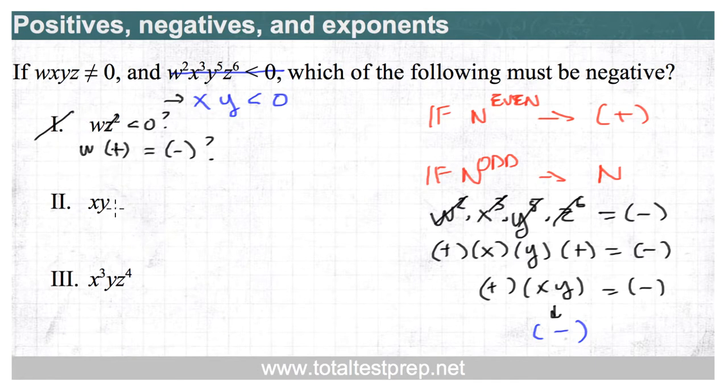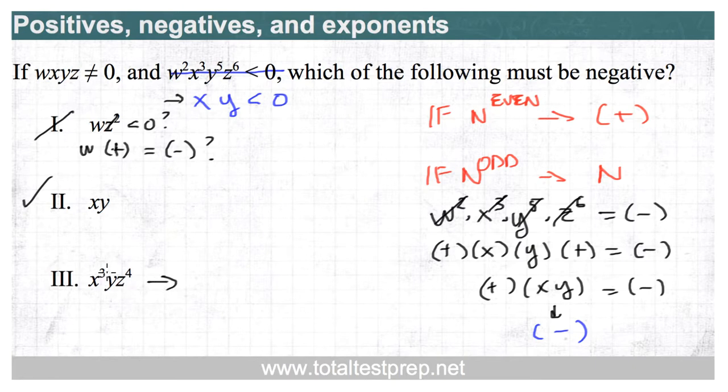Now Roman numeral 2 asks us, is xy negative? Well, that's what we simplified our expression to. So Roman numeral 2 is always negative. And finally, let's take a look at Roman numeral 3. We're asked, is x cubed times y times z to the fourth negative? Or must it always be negative?